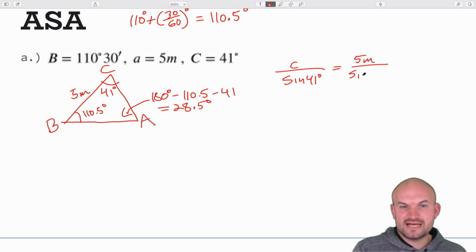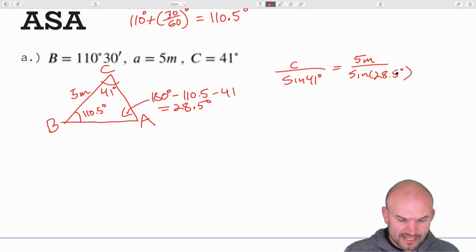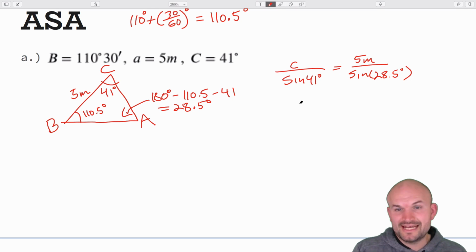Divide that by the sine of 28.5 degrees. So sine of 28.5, and that gives me 6.87. When I round that to the nearest thousandth, that's actually going to be 6.875.